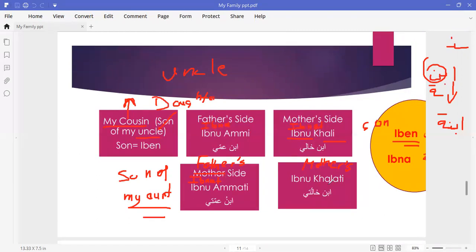عمتي. ابنة خالتي. ابنة عمي. ابنة خالي. It's better to make it with dhamma. So we are here, I'm just learning you how to make it with sukun, but it's better to make it ابنة. ابنة عمي. ابنة خالي. ابنة عمتي. ابنة خالتي.